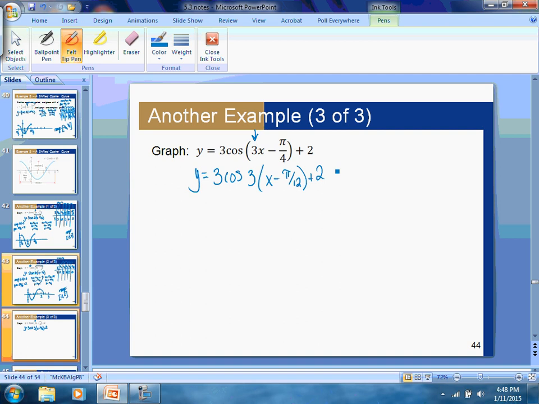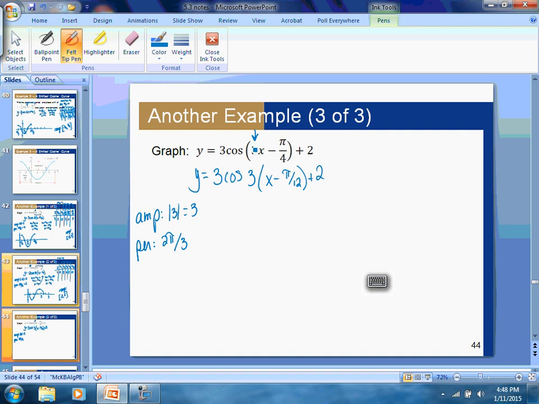You don't have to. Okay. All right, but we do need our amplitude, so that's going to be the 3 out front. The period, since it's cosine, that's going to be 2 pi divided by that 3 that we took out, so 2 pi over 3. And then we'll have our phase shifts.